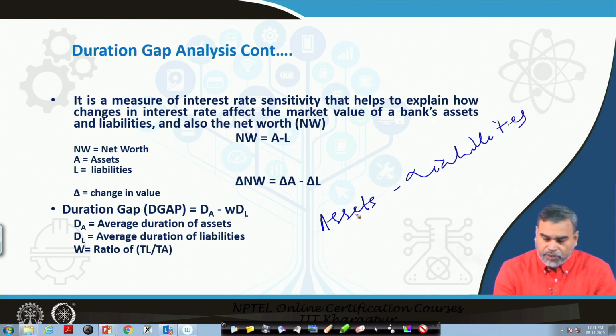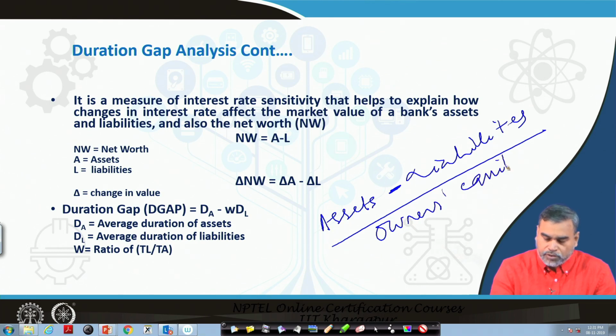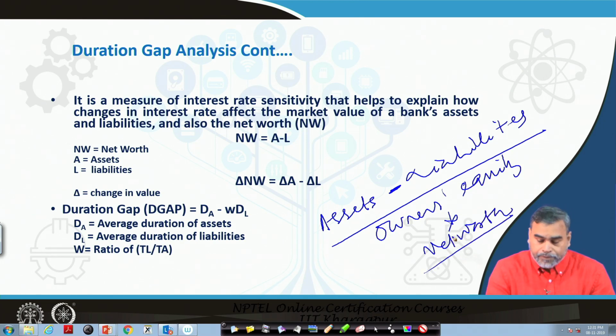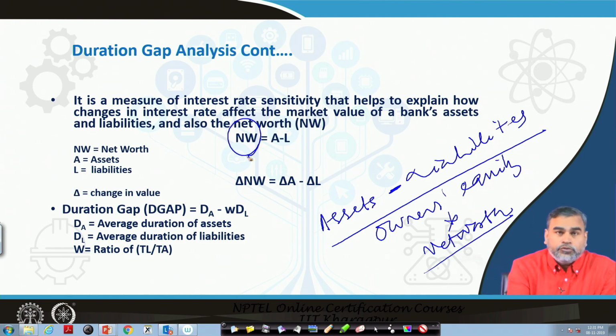Whenever you talk about total assets minus total liabilities, the owner's equity is nothing but the net worth, that basically we already know. So in this case, your NW, which is considered the net worth, is equal to total assets minus total liabilities.